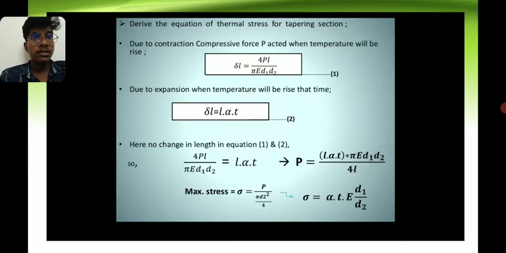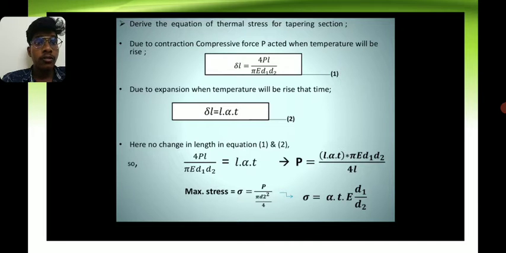Due to contraction, compressive force P acts when the temperature rises, delta L is equal to 4PL by pi into E into D1 D2. Due to expansion, when the temperature is rising, delta L is equal to L into alpha into T. Here there is no change in length in equations 1 and 2.